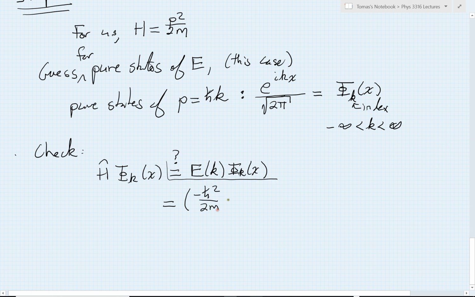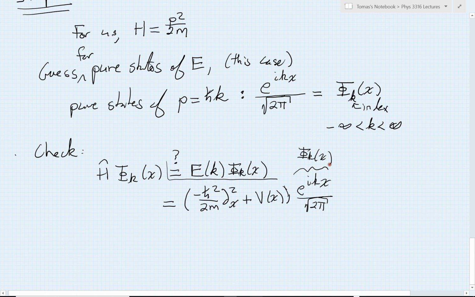Minus h bar squared over 2m times 2 spatial derivatives, plus also whatever I get when I multiply my state by v. This is what I'm trying to compute, times, oh, not phi, but psi k of x. And I actually know what I'm guessing at for my phi k of x. Here's my guess, so I may as well substitute that in, save myself a little writing: e to the i kx over root 2 pi. That was my guess for my states, phi k of x.